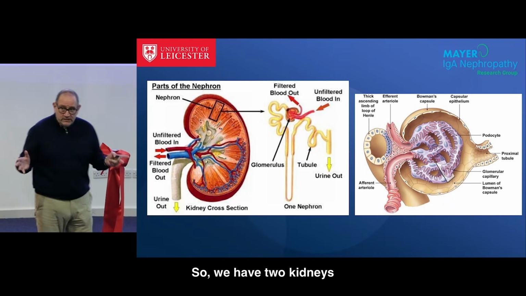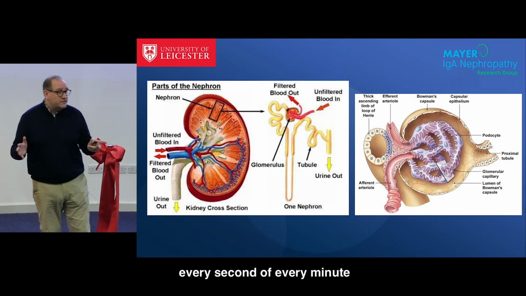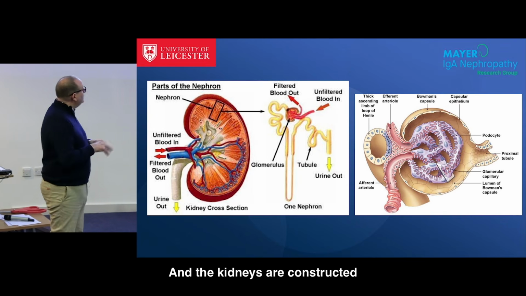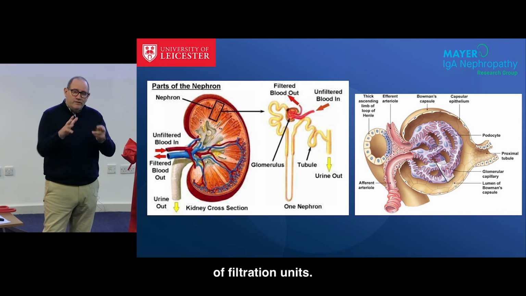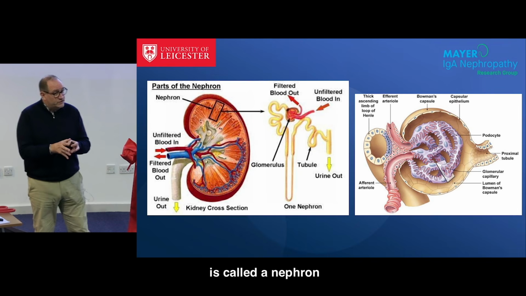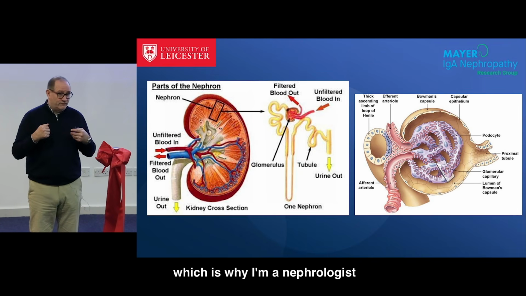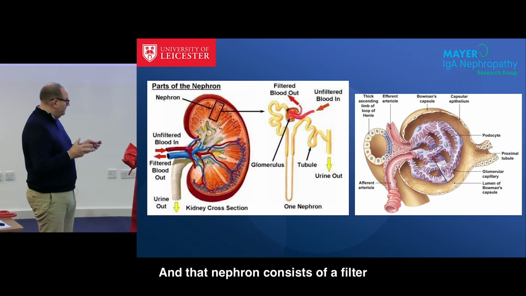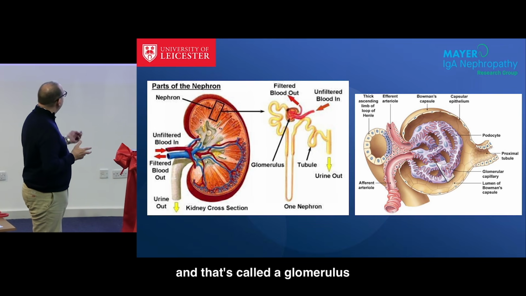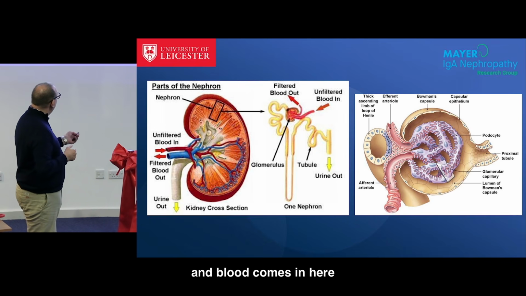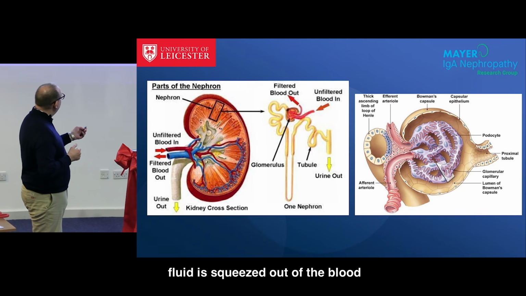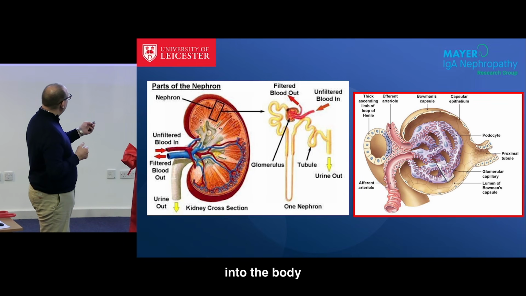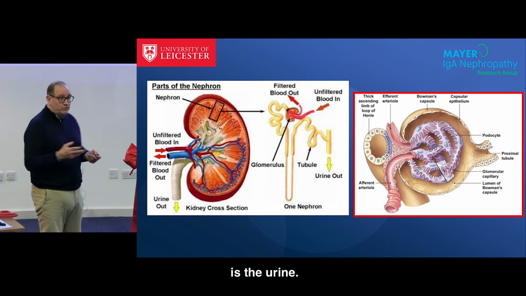So we have two kidneys. Those kidneys filter our blood every second of every minute of every hour of every day of our life. And the kidneys are constructed of filtration units. And each of those filtration units is called a nephron, which is why I'm a nephrologist and you go to the nephrology department. And that nephron consists of a filter, which you can see here, and that's called a glomerulus. And blood comes in here under high pressure, fluid is squeezed out of the blood, and the remaining blood goes back into the body. And that early fluid that's squeezed out is the urine.